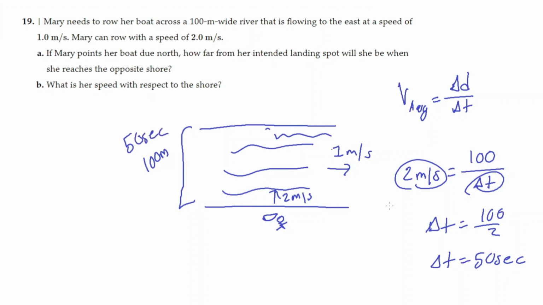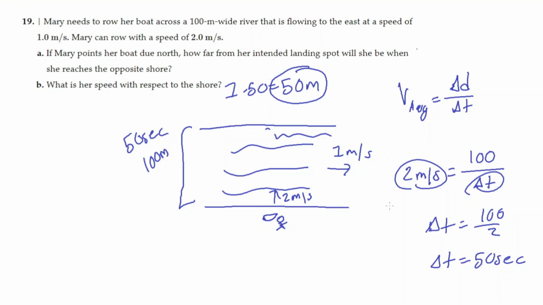Now the river flows at 1 meter per second to the right. So all we need to do is multiply 1 times 50, and that is 50 meters. That's how far to the east she drifts as she reaches the other shore.